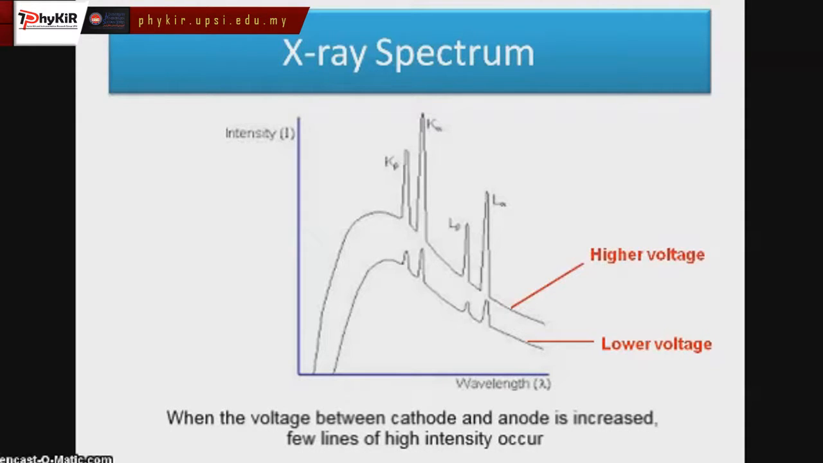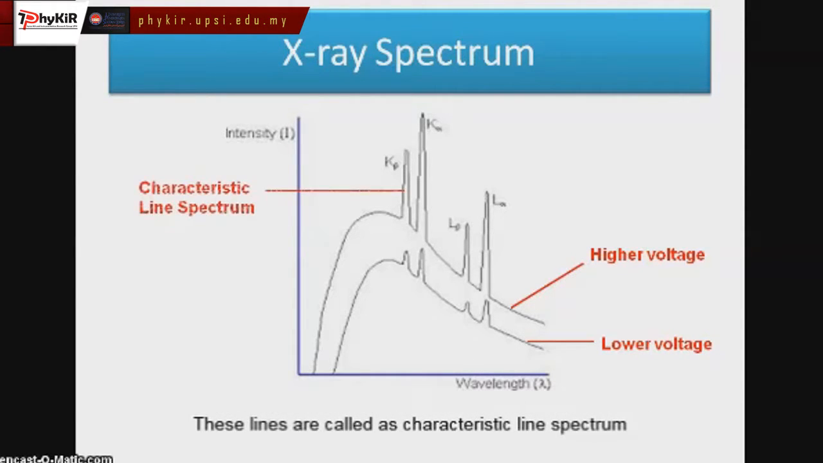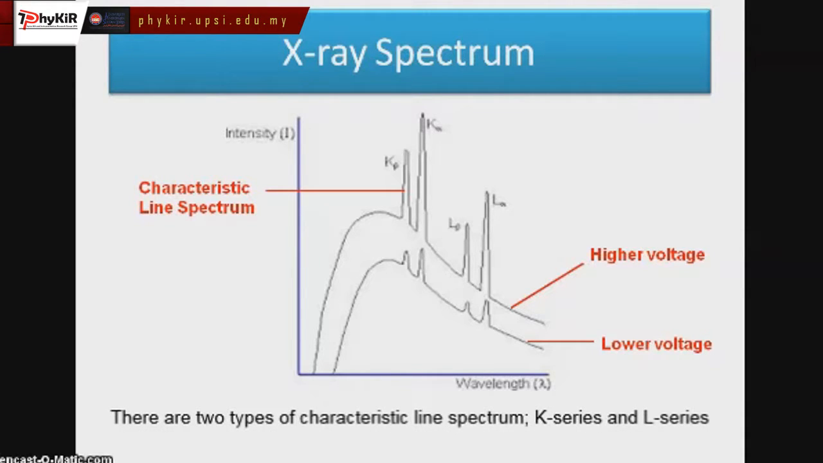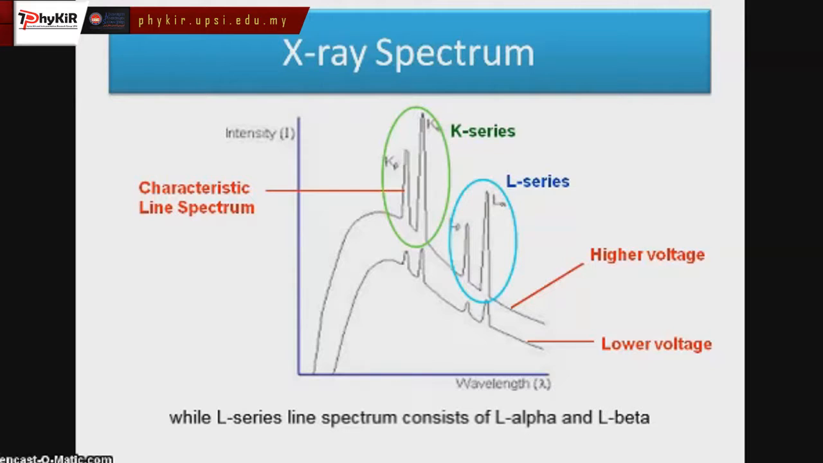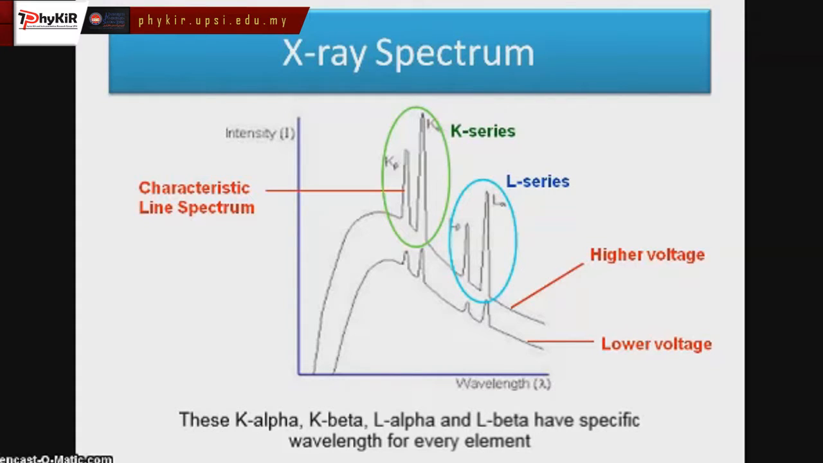When the voltage between the cathode and anode is increased, a few lines of high intensity occur. These lines are called the characteristic line spectrum. There are two types of characteristic line spectrum, K-series and L-series. The K-series line spectrum consists of K-alpha and K-beta, while the L-series line spectrum consists of L-alpha and L-beta. These K-alpha, K-beta, L-alpha, and L-beta have specific wavelengths for every element.